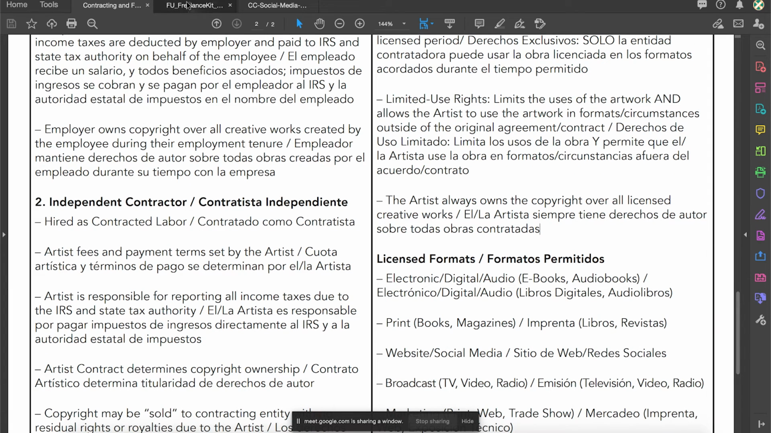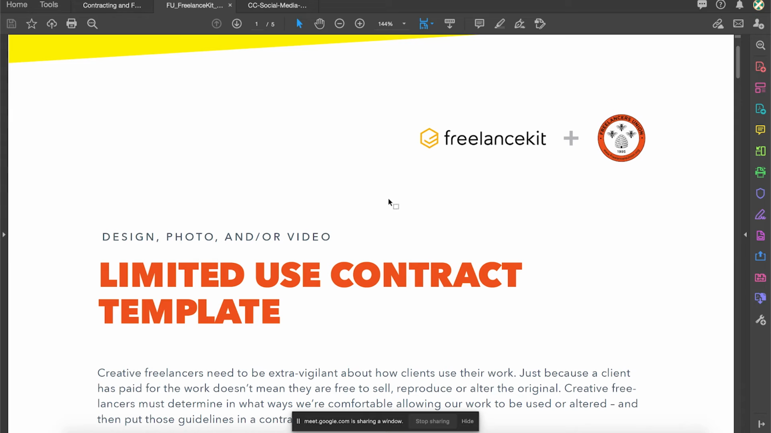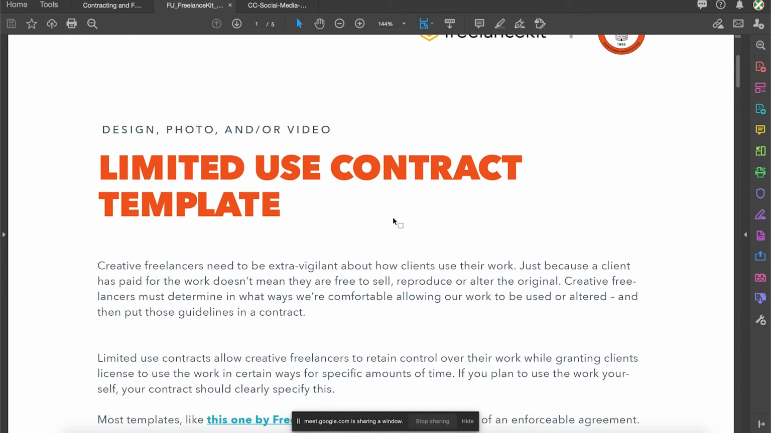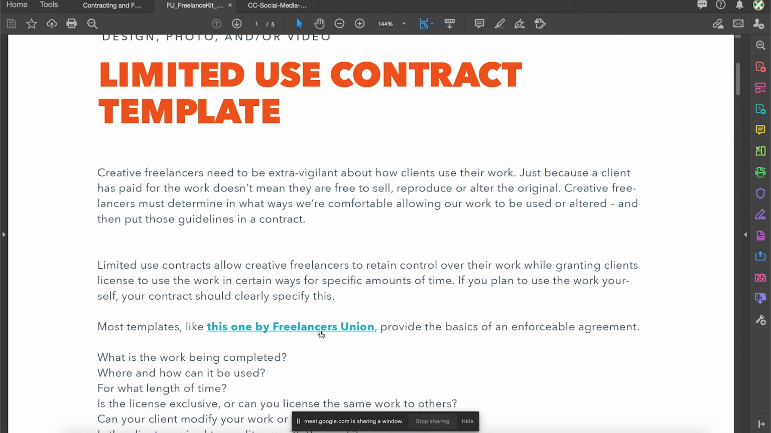To help you understand how to create a licensing agreement, hopefully you can see this. I found this limited use contract template through Freelance Kit and the Freelancers Union online. And so I'll be uploading this handout through Google Classroom for you all to take a look at. The Freelancers Union is a really, really good resource for stuff like this.